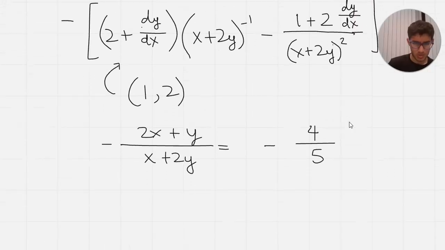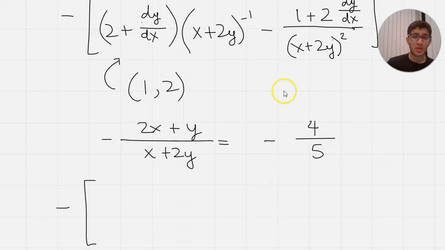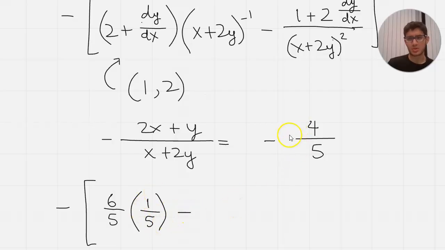I'm going to zoom out a little just so it's easier. All right. So what do we have here? We have 2 plus negative 4 fifths. So that's going to be 6 fifths times (x plus 2y), that's going to be 1 plus 4, so that's 5 to the negative 1. That's 1/5. All right. Minus, here's where it might get a little messy. Let's see, 1 plus 2 times this. So that's going to be 1 minus 8 over 5. Okay. Already not the nicest.